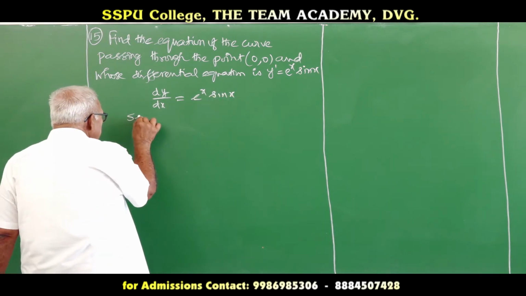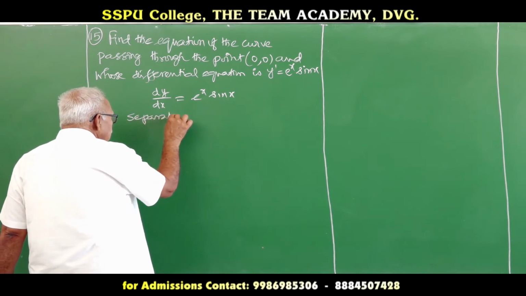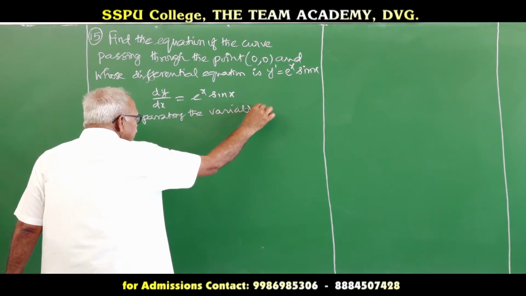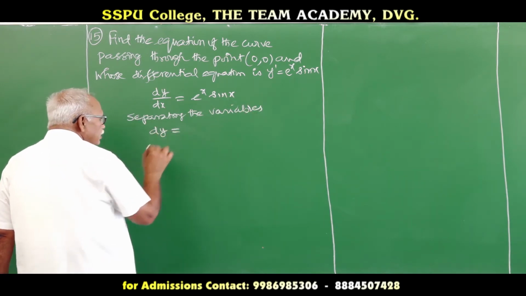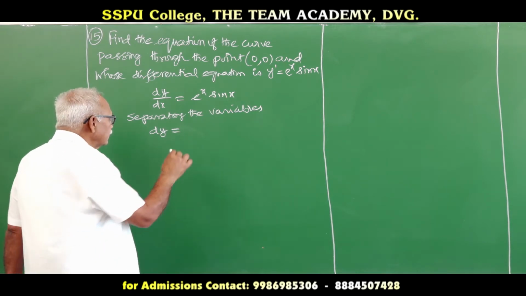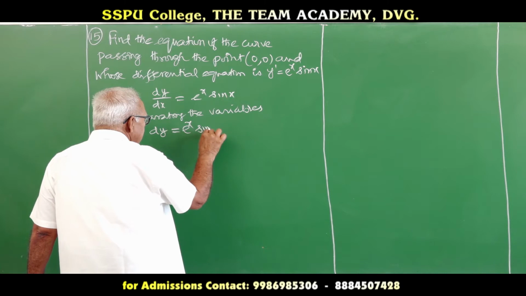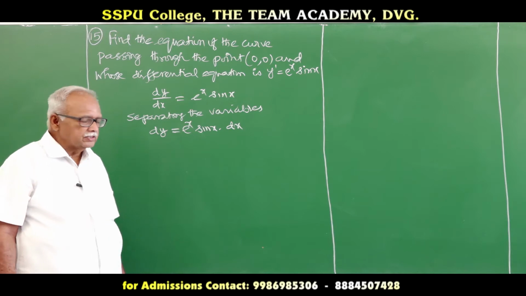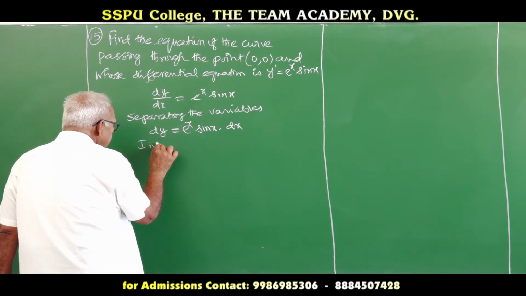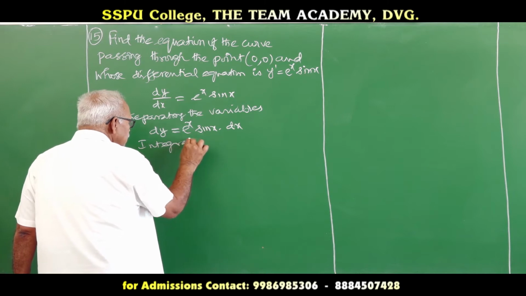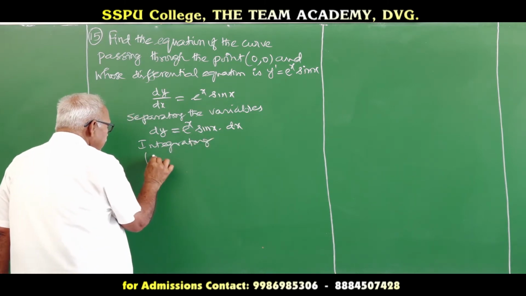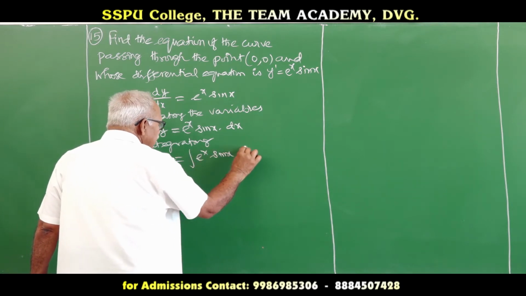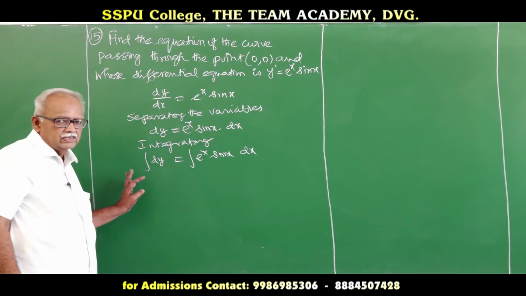Now, separating the variables, we have dy = e^x sin x dx. Now, integrating, we get the general solution. Integrating, integral dy is equal to integral e^x sin x dx. Now, the left hand side integration is okay.